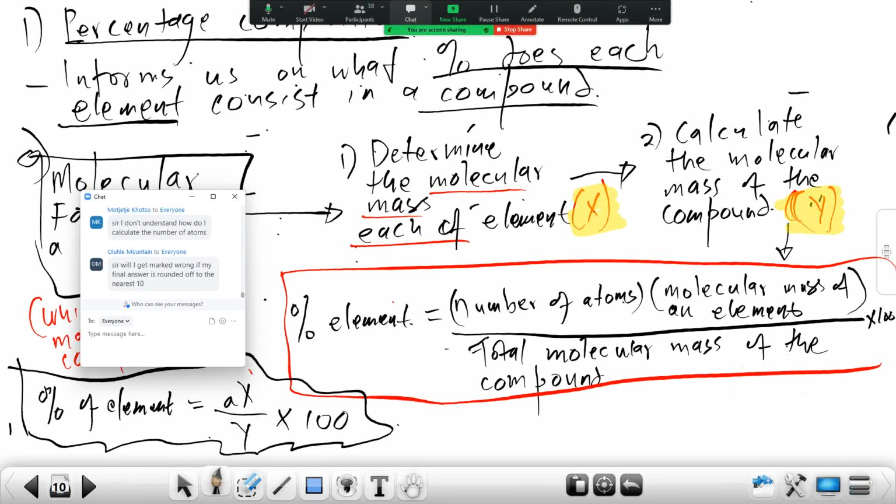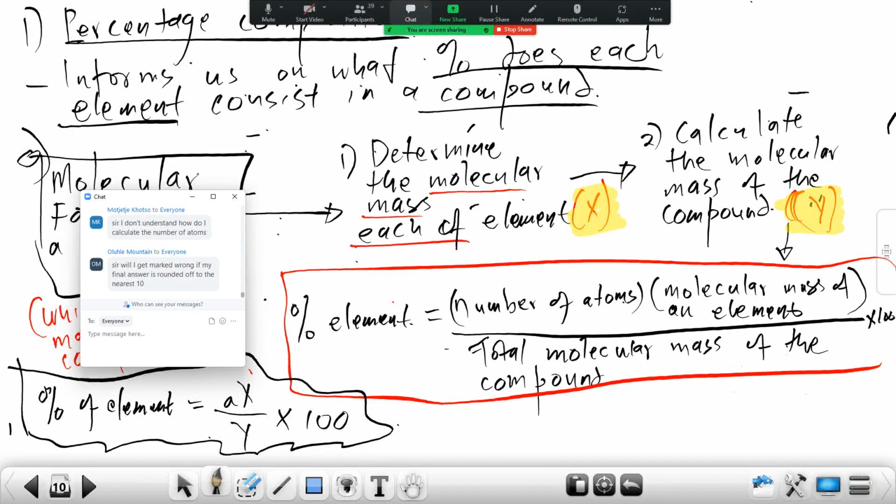And then let me attend to Oluhle Mountain. Will I get marked wrong if my final answer is rounded off to the nearest 10? Oluhle, we are going to give you 0 for the final answer. Yes, 0, Oluhle. The reason for that is, yes. Why are you guys laughing? It's true. We are going to give you 0.